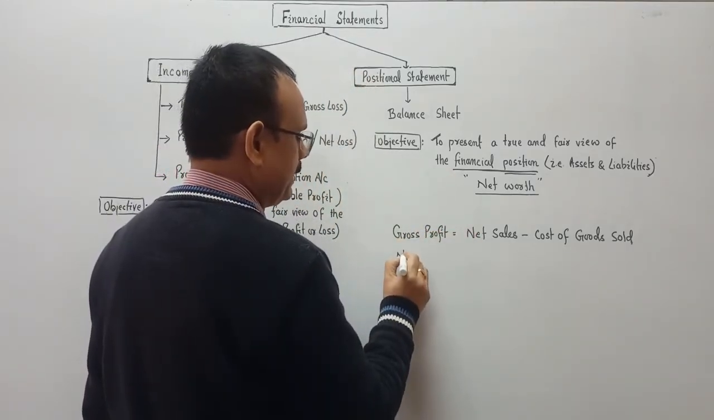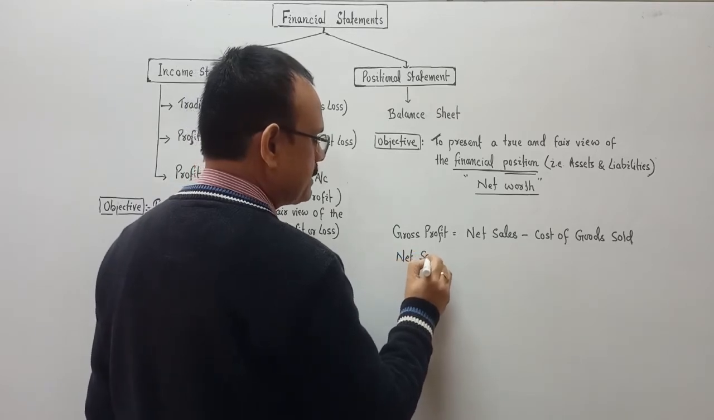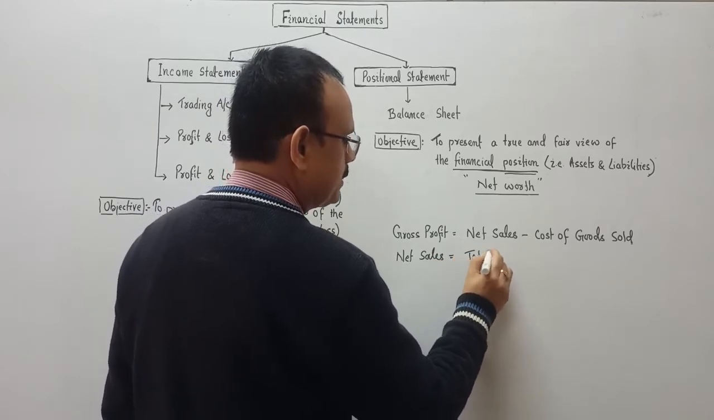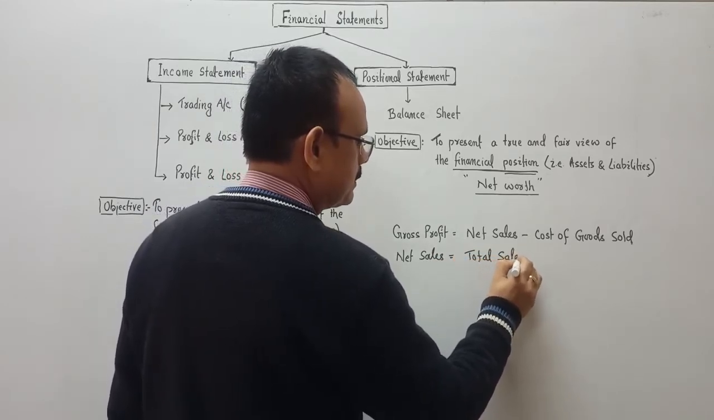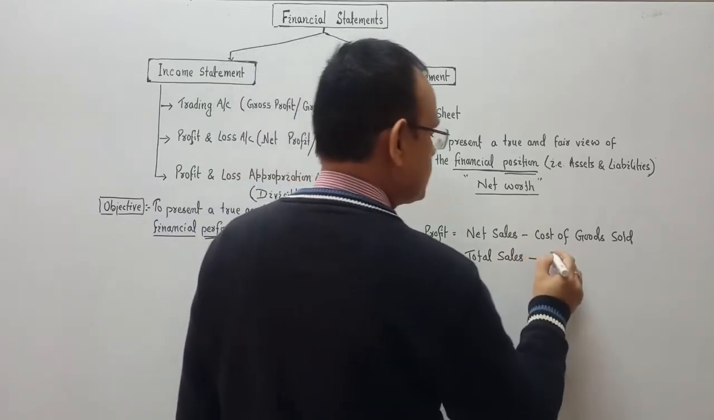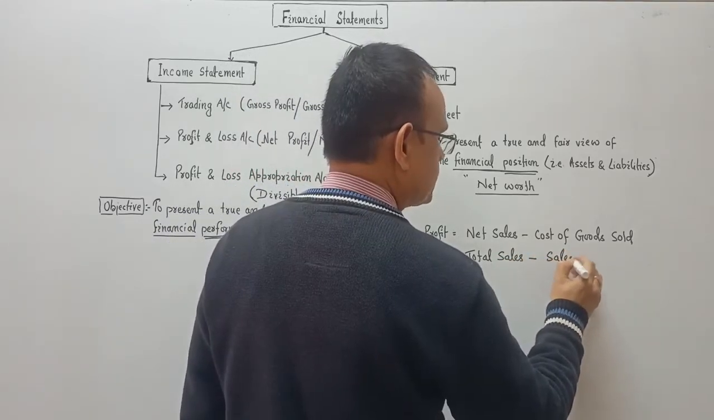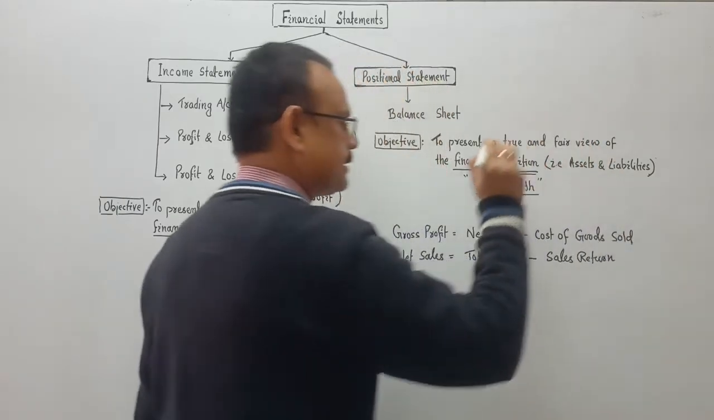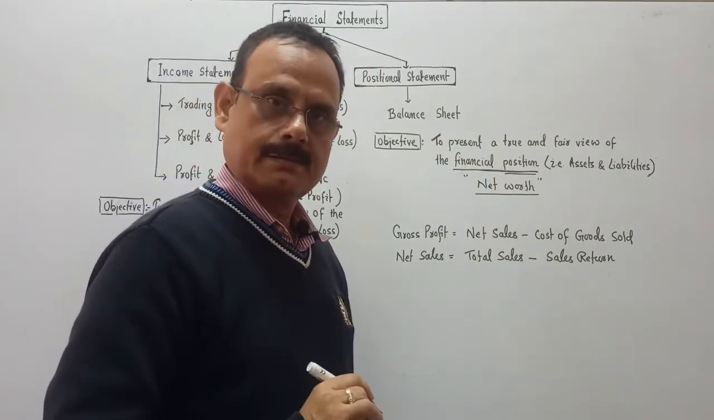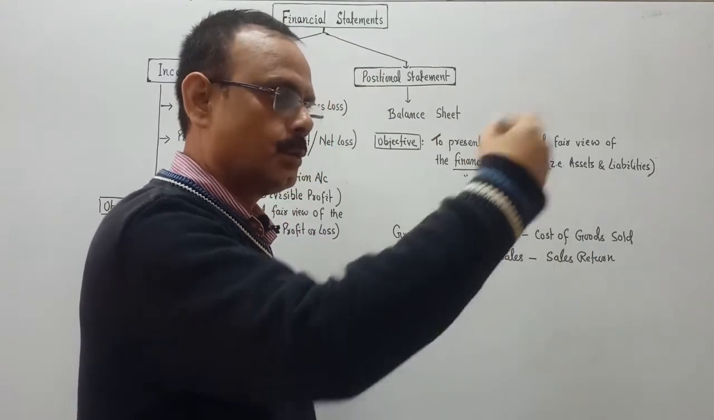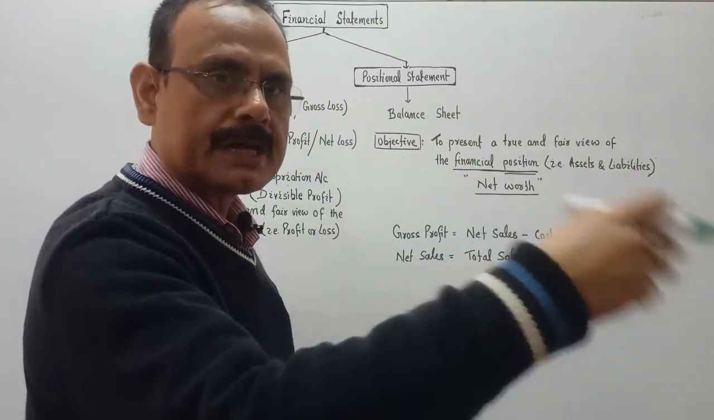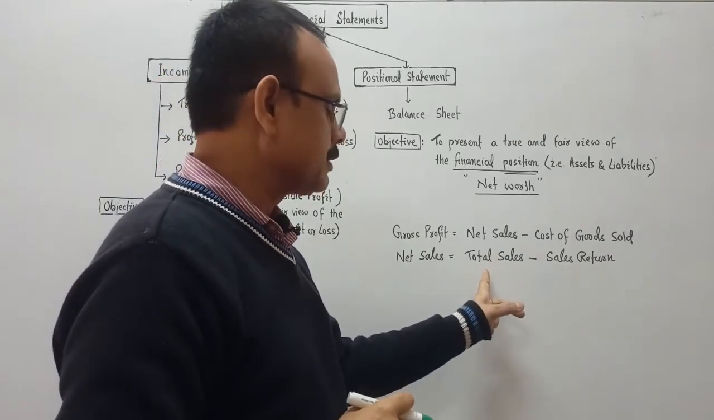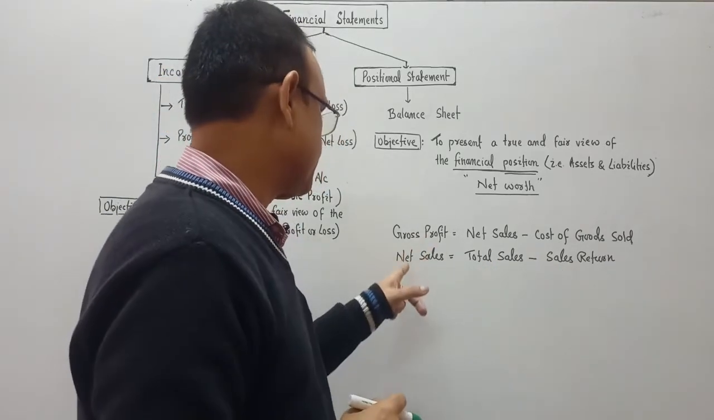If I am talking about net sales, what is net sales? Net sales is equal to total sales minus sales return. Total sales minus sales return is our net sales. Goods which we have sold, and out of that some goods are returned by the customer, that is called sales return. So from total sales, you deduct the sales return, you will get the net sales.